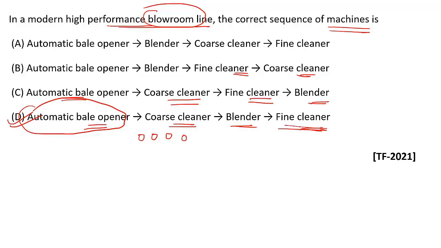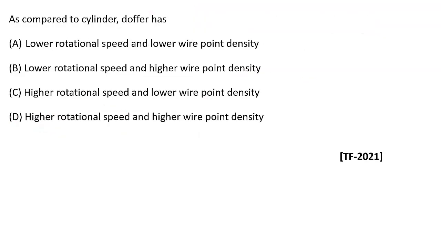Now coming to the next question. This is also a 2-mark question which says that as compared to the cylinder, Doffer has low rotational speed and lower wire point density. Second one is lower rotational speed and higher wire point density, higher rotational speed and lower wire point density. Option D is higher rotational speed and higher wire point density. So a cylinder and Doffer, both are used in the case of carding. So we are talking about the carding machine.